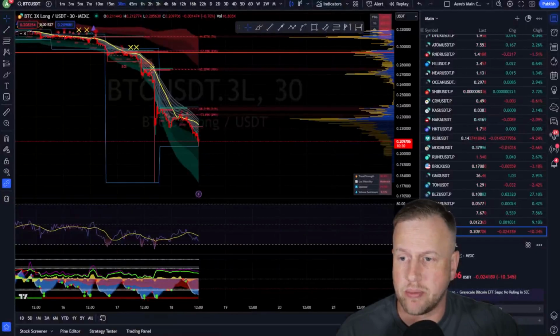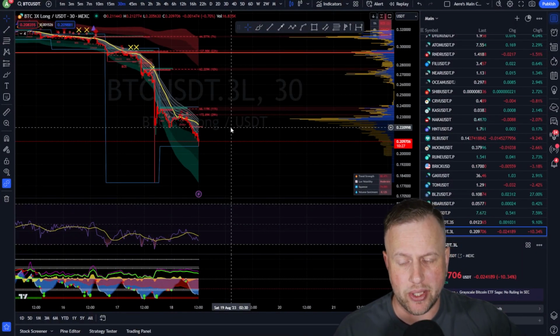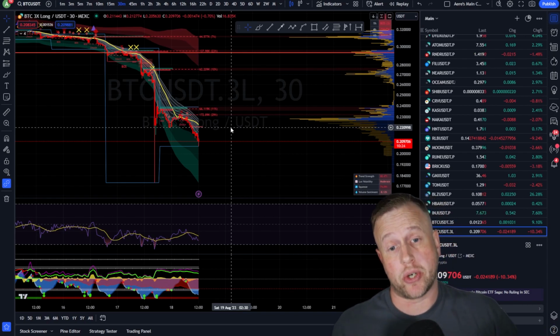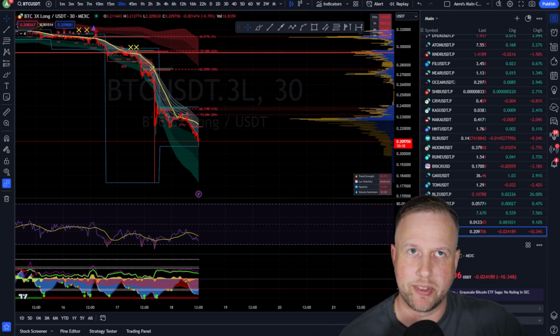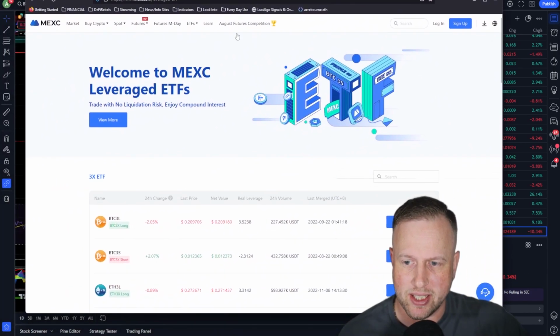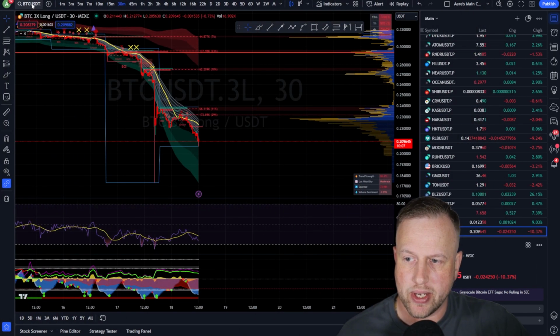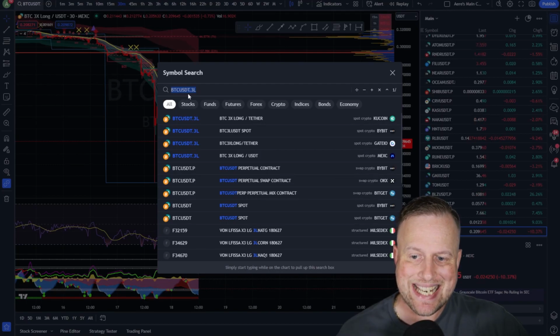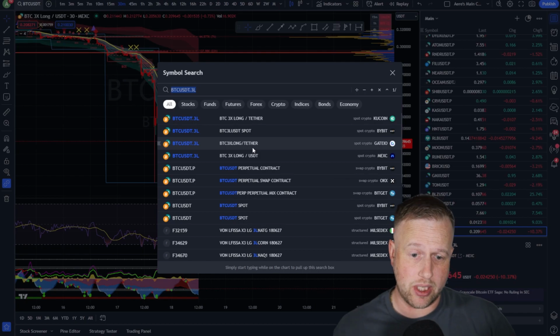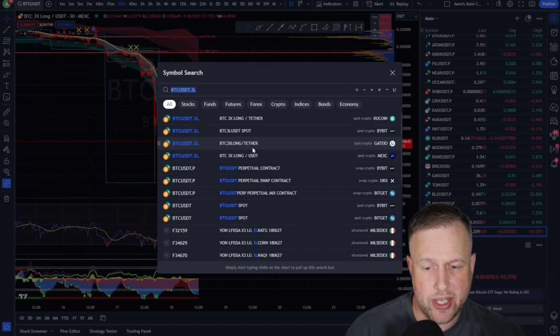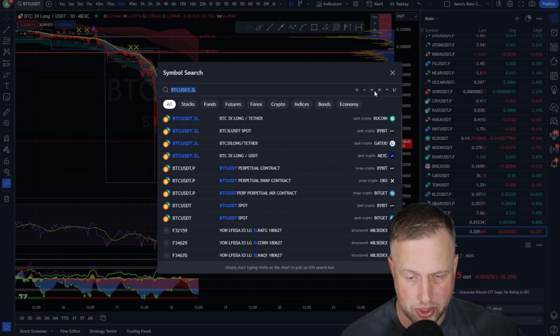But today's video is going to be focused on leveraged ETF, spot plays, and some other methods to get in on trades, how to actively trade. So most exchanges, with the exception of the big US exchanges, offer leverage ETFs. You can trade with no liquidation risk and enjoy compound interest. The ticker for these is BTCUSD.3L, and you can find them on KuCoin, Bybit, Gate.io, MEXC, et cetera. I personally use MEXC for these. Use whatever exchange you want. I don't really care which exchange you use.